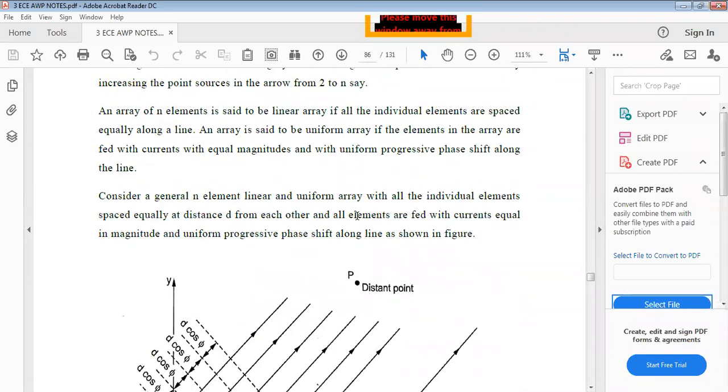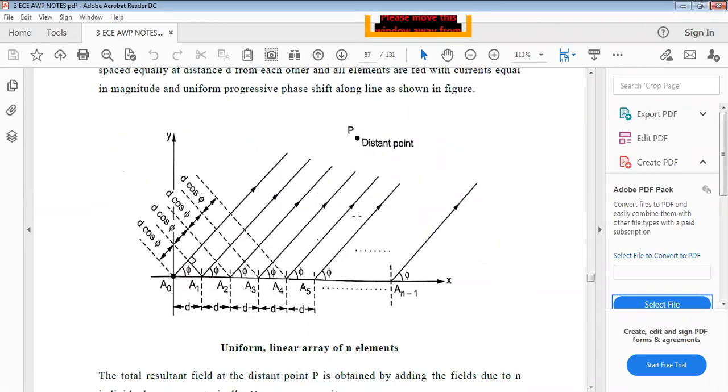Next, after the 2 point sources, we consider n point sources. When we consider the 2 point sources, we obtain the resultant radiation characteristics and array factor. Similarly, in yesterday's class, we discussed the uniform n element linear array. Remember one thing here: all these antenna elements are linear, uniform, with equivalent directional characteristics, and equally spaced. You see here, a naught to a of n minus 1, uniform linear array.